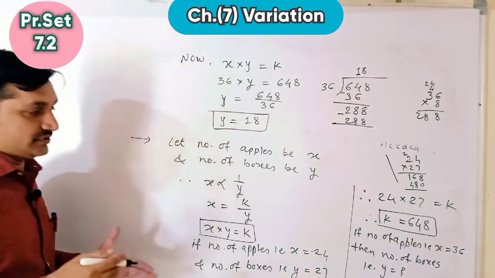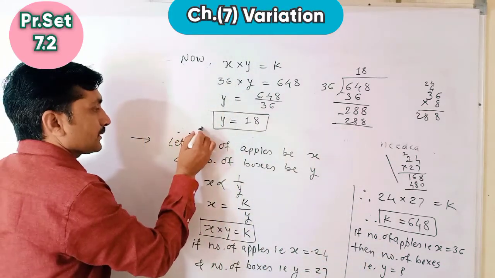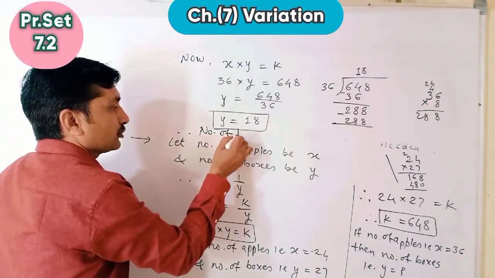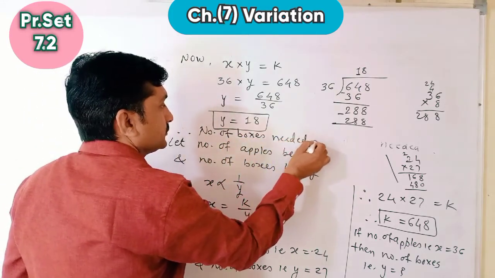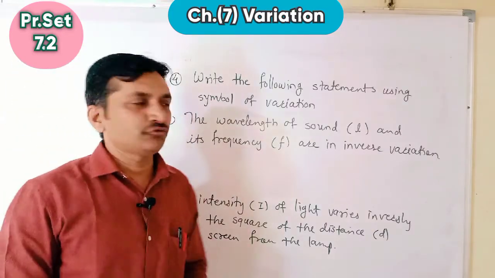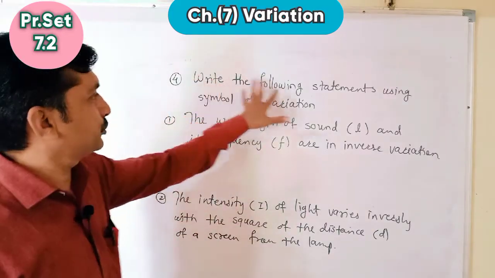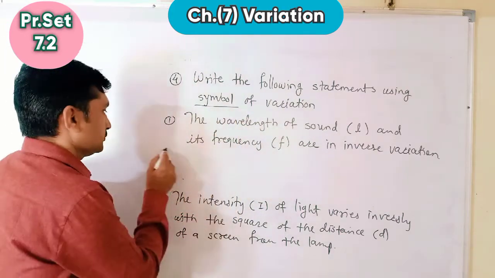Therefore the number of boxes needed is 18. Now let's see example number 4. Write the following statements using symbols. It is very easy. Symbolically we have to write.